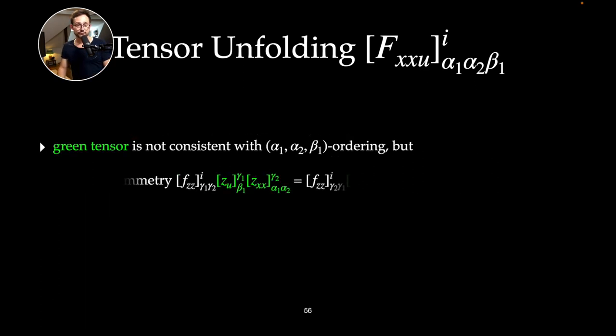Then let me have a look at the green tensor. The green tensor was given by this, and this also did not have the required alpha 1, alpha 2, beta 1 ordering to make use of the Kronecker product.